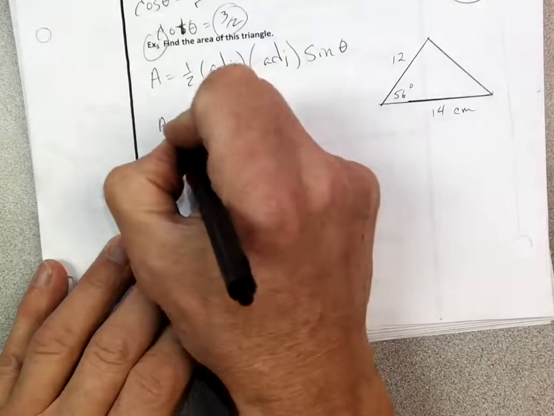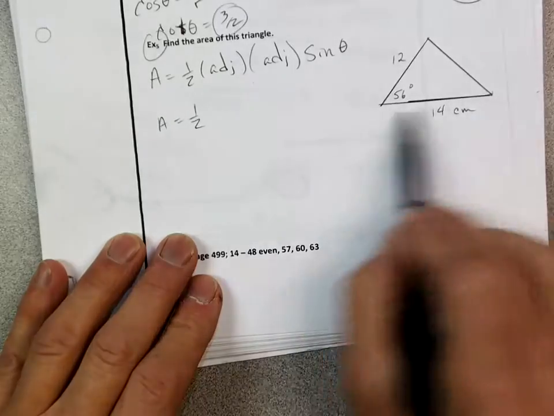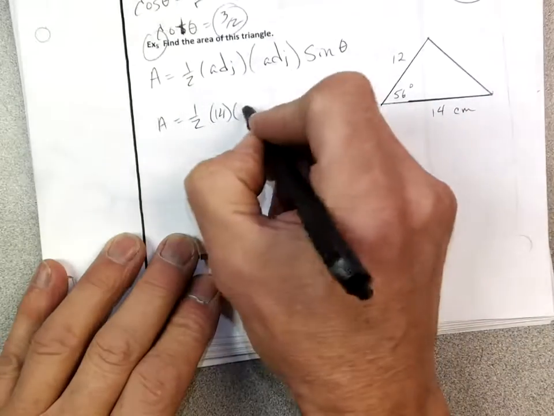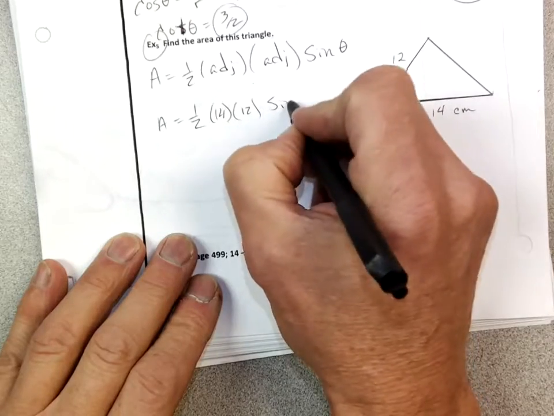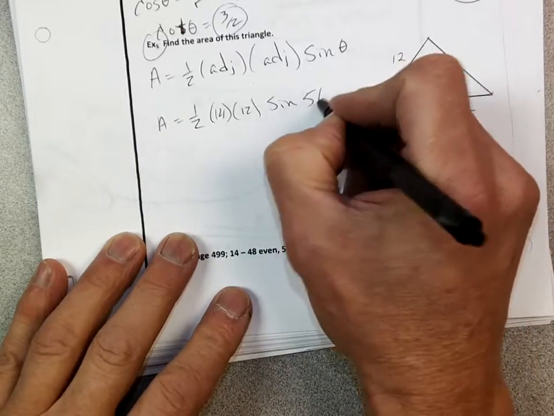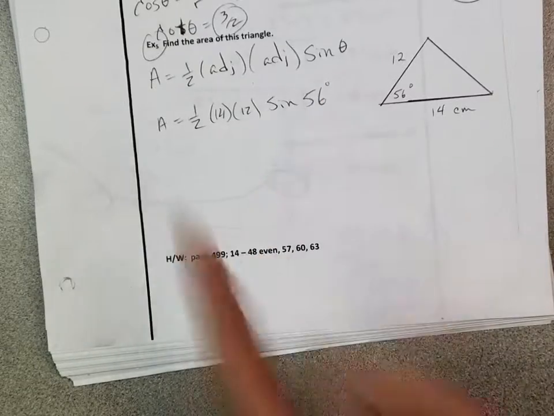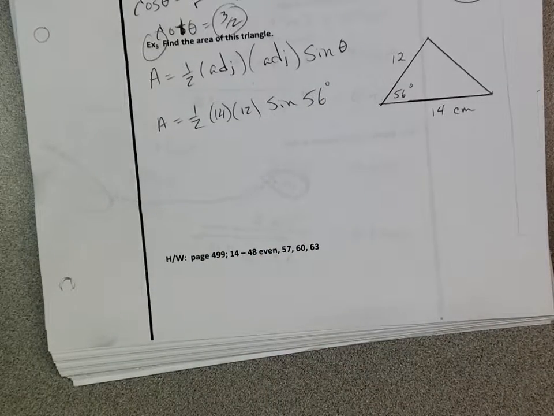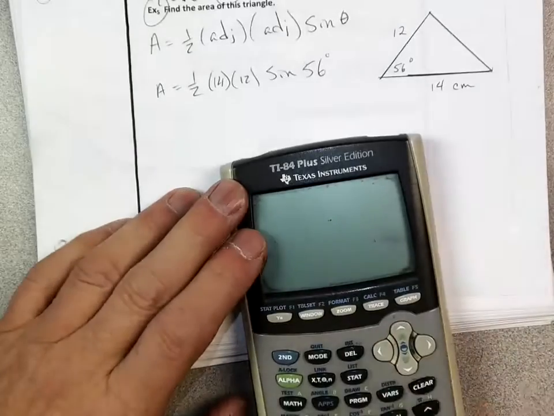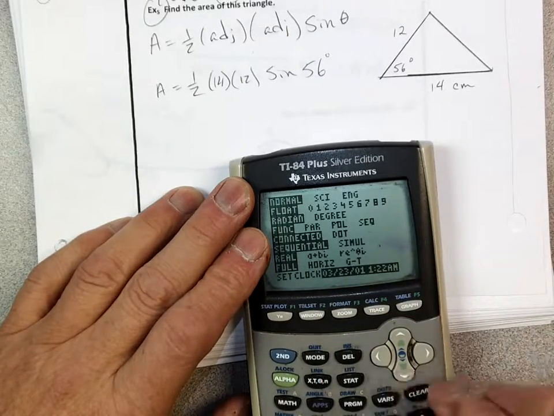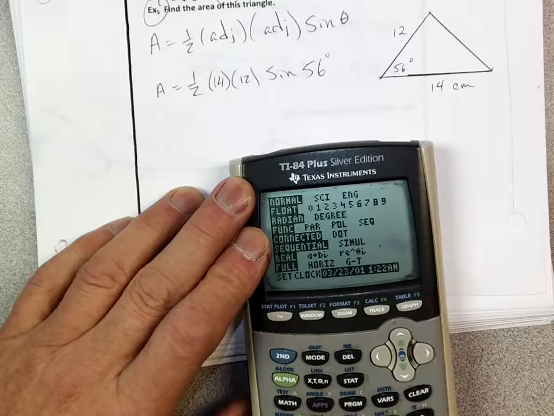Which is equal to 1/2 times 14 times 12 times the sine of 56 degrees. So what kind of mode do you think we're going to be in? Just make sure we're in degree mode, right? On, clear, mode. Oh yeah, I'm in radians. That's not going to work, is it?